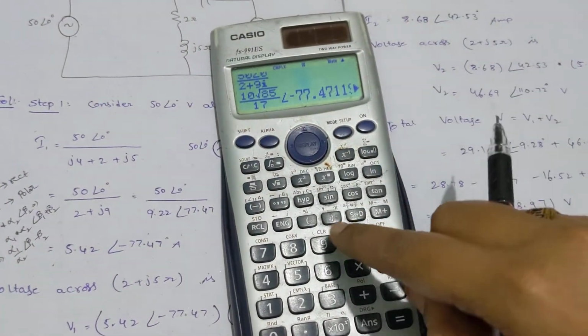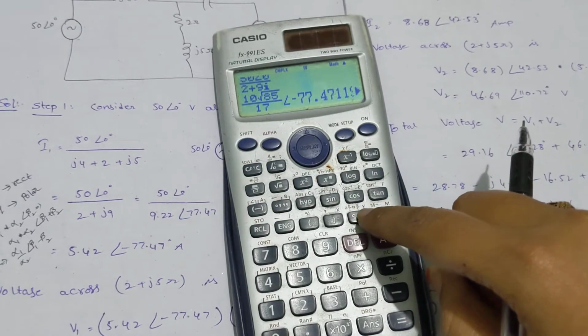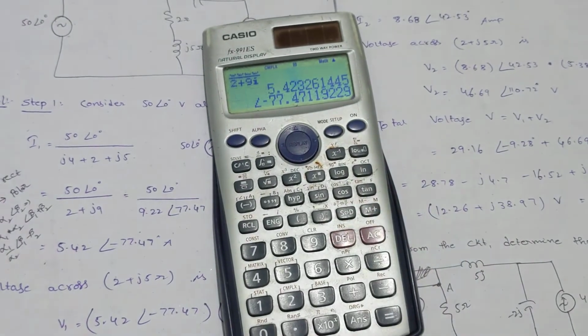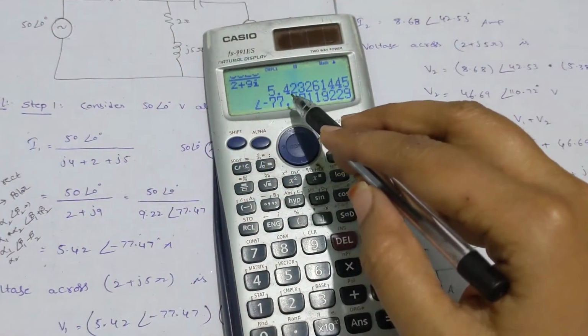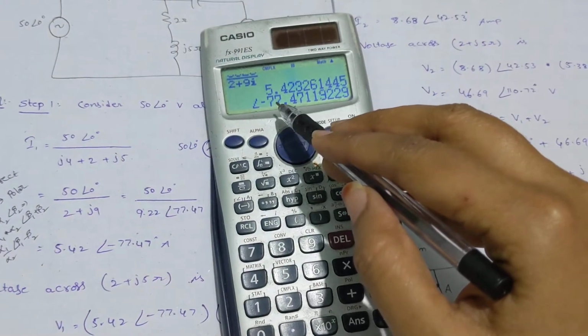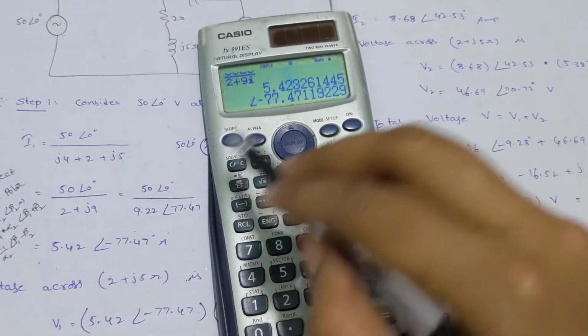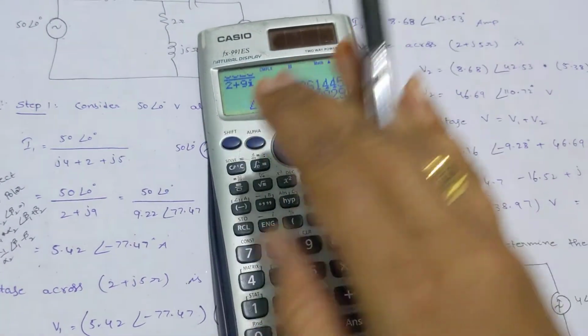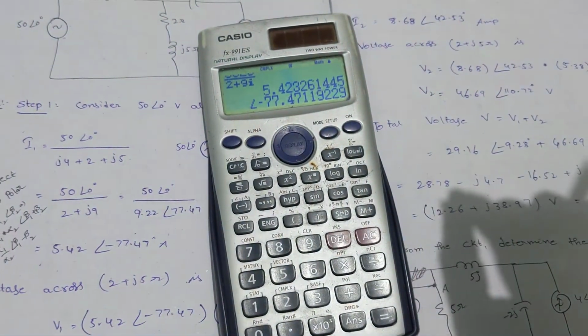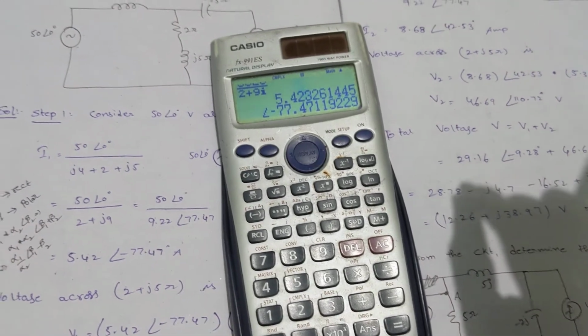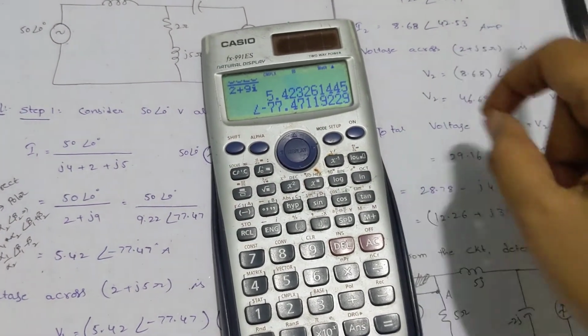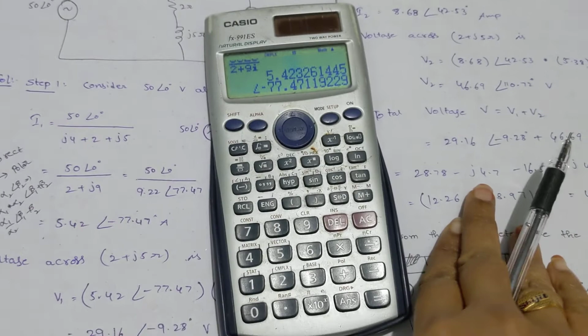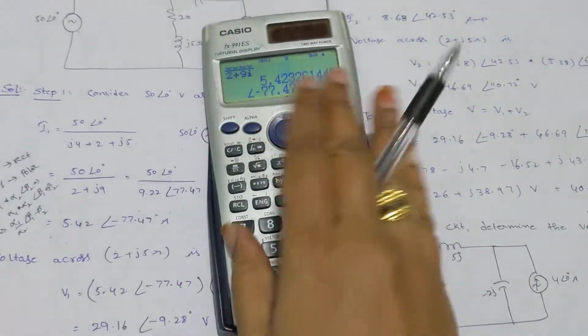It's giving some square roots, all those things. I just want decimal. So 5.42 angle minus 77.47. The same thing we got. Okay, this is only a little bit tricky to understand. The rest of the things are the same as your DC excitation. So I got the current here.